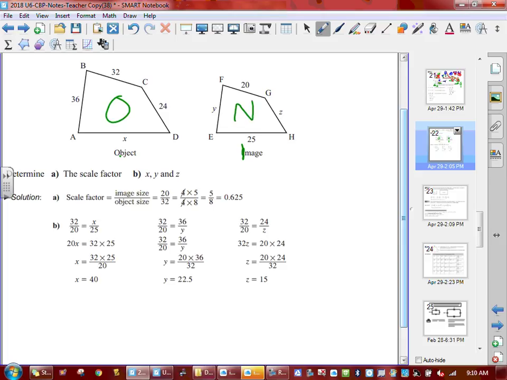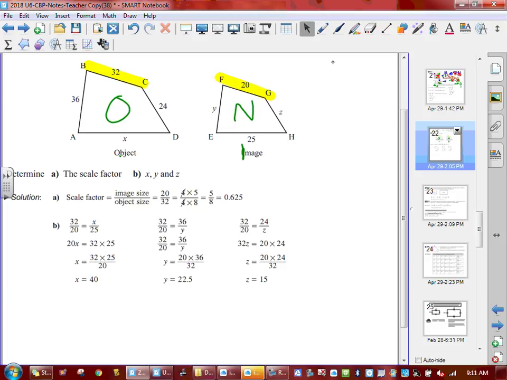So the image is always the new one. Did the new one get smaller or bigger? It got smaller. So we know we're going to be cross-multiplying and dividing, but making things smaller. Where would I have a true ratio? Which line has a number on both objects? Good. BC and FG both have numbers. That means that'll be our true ratio when we set it up.